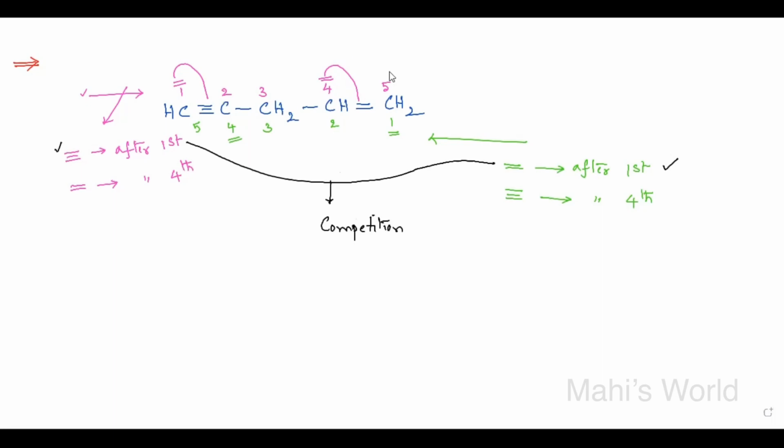In such a case, when you have competition, simply double bond is given priority over triple bond. Means the double bond should get the least possible number. Let me go with this. So this is right and this is wrong. Because from this end, the double bond is after the first carbon, whereas from the other end, the double bond is after the fourth carbon. So I go with this. That is the first important thing.